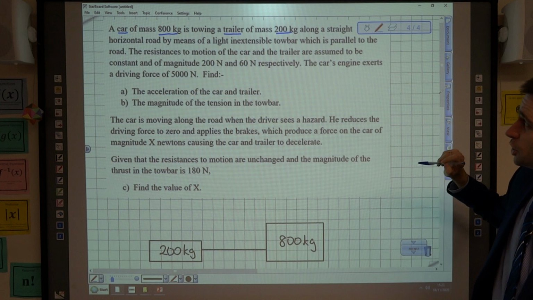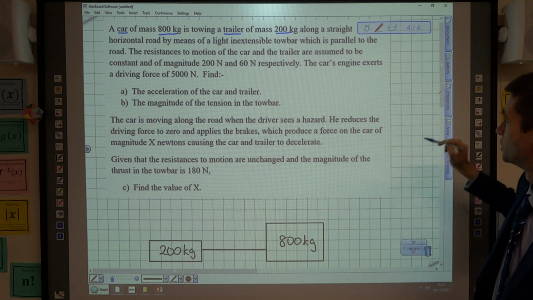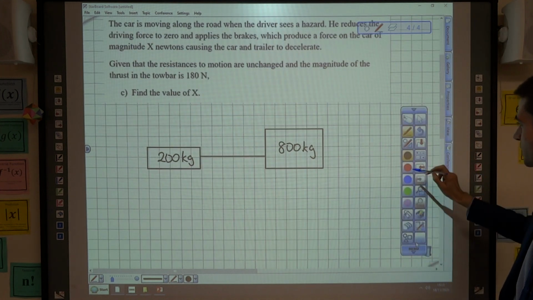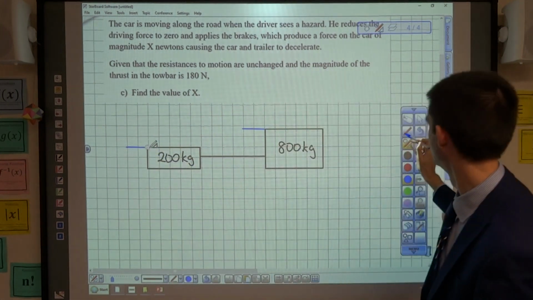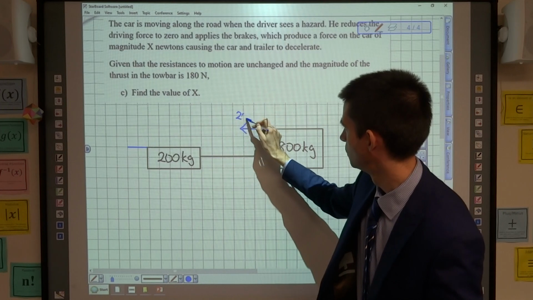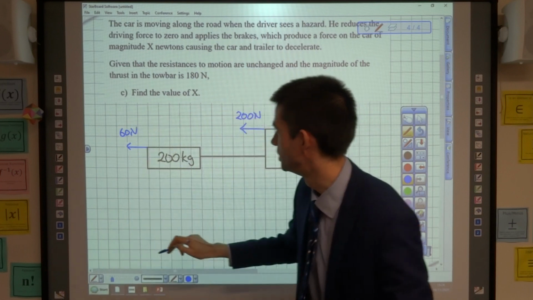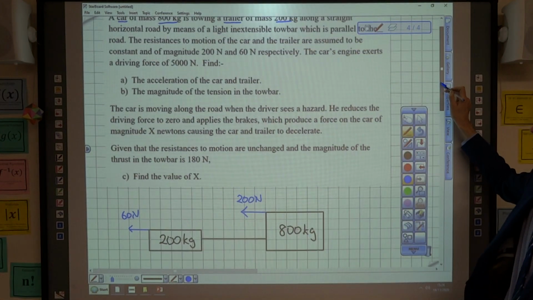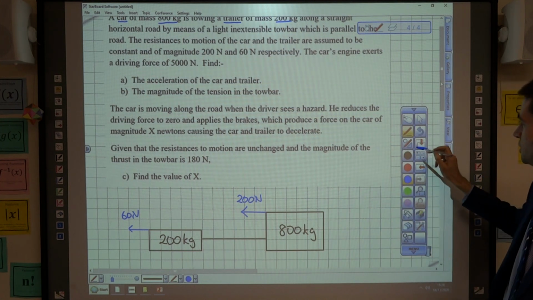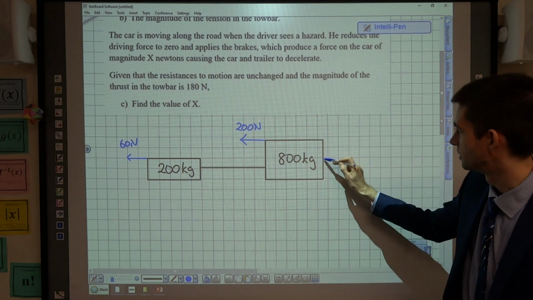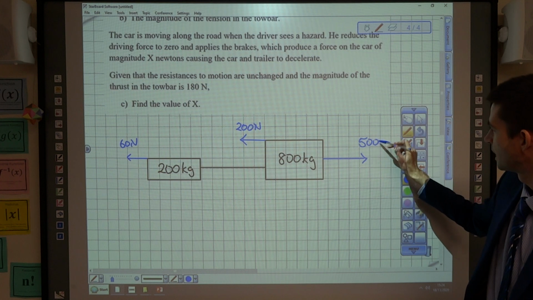The resistances to motion of the car and the trailer are assumed to be constant and of magnitude 200 newtons and 60 newtons respectively. So I'm just going to add those forces to my diagram. So I've got a 200 newton force resisting the car and a 60 newton force resisting the trailer, constant in magnitude, so they're not going to change. And it says the car's engine exerts a driving force of 5,000 newtons. So let's add that to the diagram as well. Driving force of 5,000 newtons.